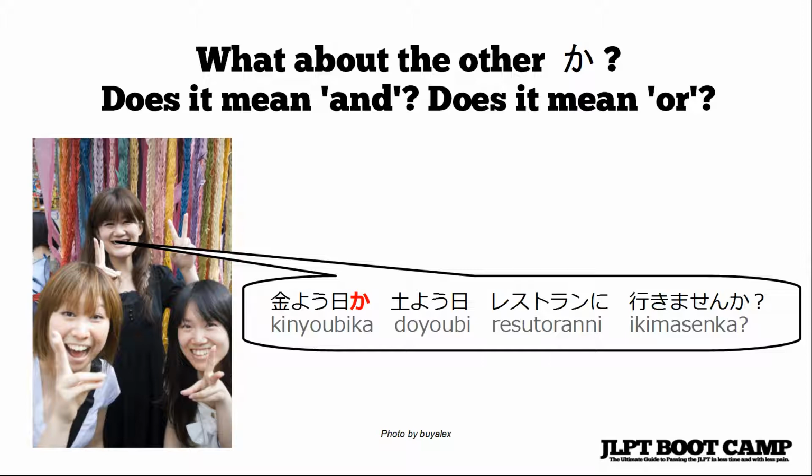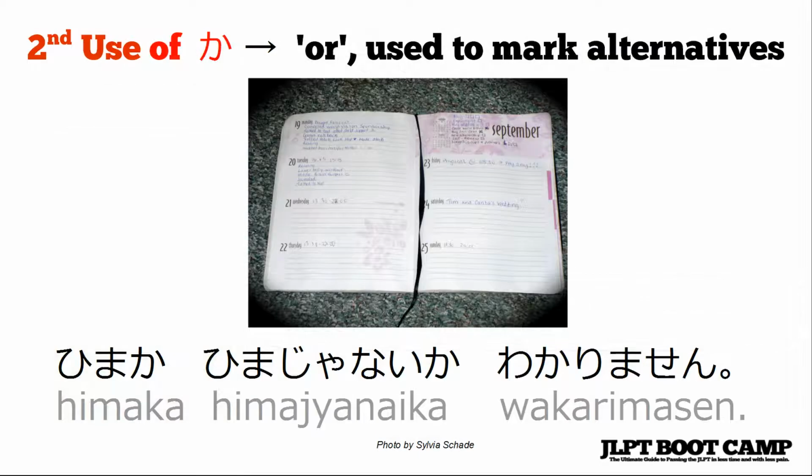And that is actually the second use of ka that you need to know. It has a basic meaning of or. It's used to mark alternatives. For example, in this sentence, hima ka, hima janai ka wakarimasen. I don't know if I'm free or not. If you literally translated that sentence, it would be free or not free, I don't understand. But a little bit more conversational English would be, I don't know if I'm free or not on a particular day. If someone's asking you, are you free Friday? I don't know if I'm free or not. You could use this sentence.